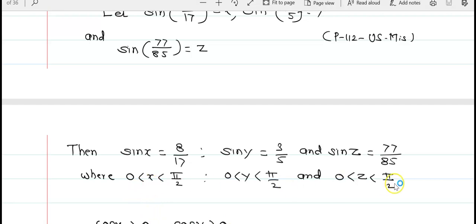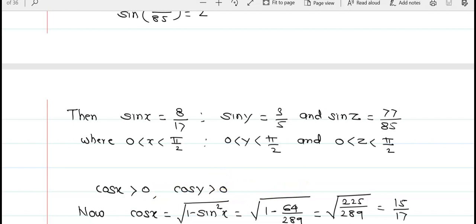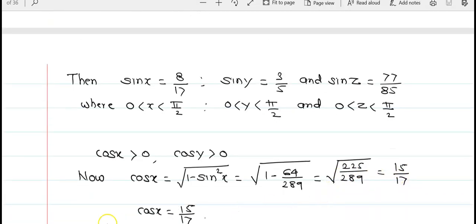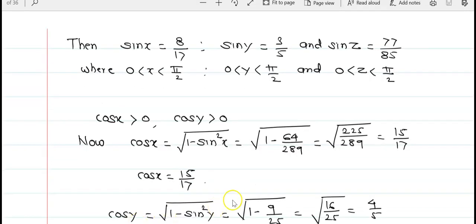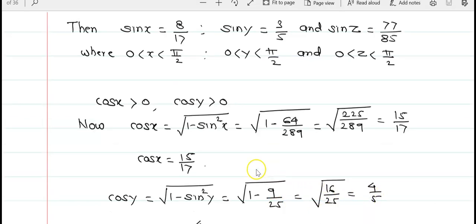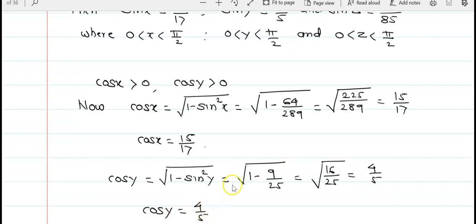The values of x, y, z lie between 0 and pi by 2. Cos x and cos y are also positive. Now cos x is equal to the square root of 1 minus sin square x, that is 1 minus 64 upon 289, that is 225 upon 289, 15 upon 17. Therefore, cos x is equal to 15 upon 17. Next, cos of y is equal to the square root of 1 minus sin square y, that is 1 minus 9 upon 25, that is 16 upon 25, equal to 4 upon 5. Therefore, cos of y is equal to 4 upon 5.